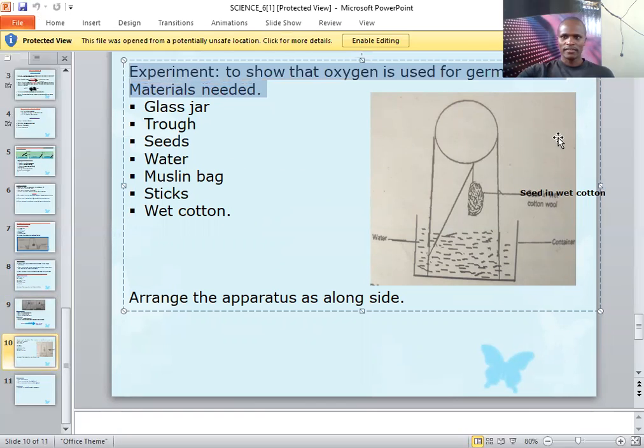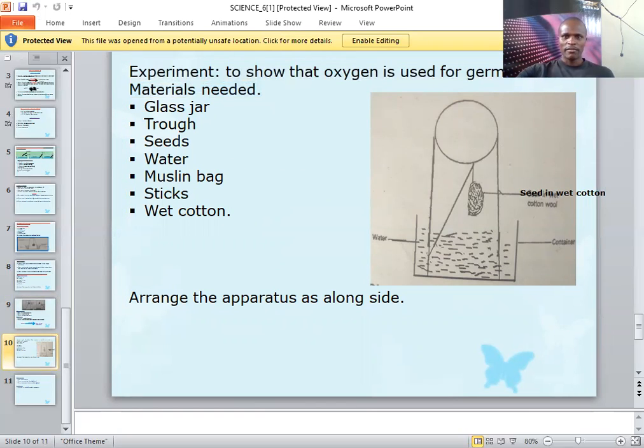So we need some materials here. For this experiment, we need a glass jar, a trough or a basin, some seeds, water, a netted bag, a stick, and wet cotton. After that, this is how we are going to assemble our experiment. You take the netted bag. Inside that bag, put some seeds and wet cotton. You tie them, and then you use that stick to suspend them in order not to come into contact with water, and then you leave it there for some time.